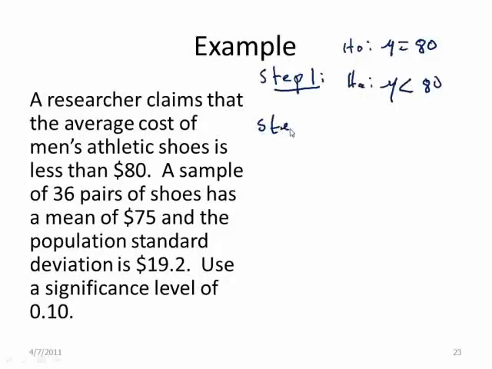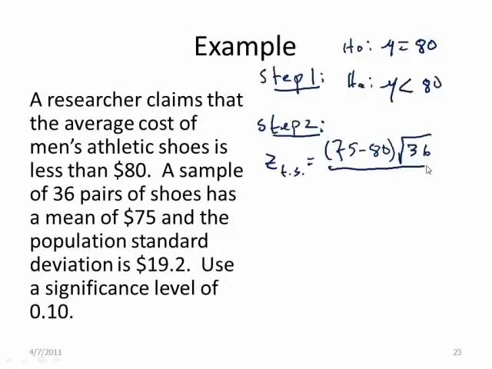Step number 2 is to do what? Survey says, everybody, compute the test statistic. Very good. So Z sub TS is equal to X bar. What is X bar? 75 minus 80, times the square root of n. N is what? 36, divided by what? Standard deviation, which is 19.2. Very good. So we can crunch this and we should come up with negative 1.56.